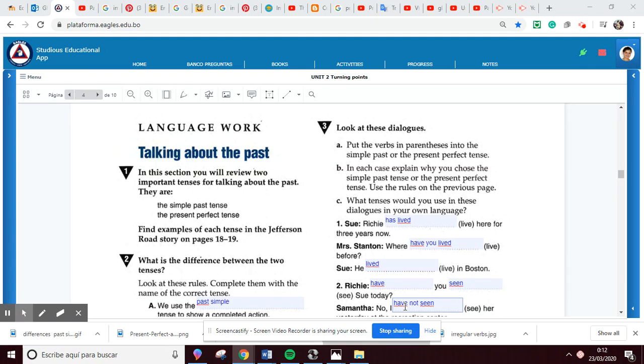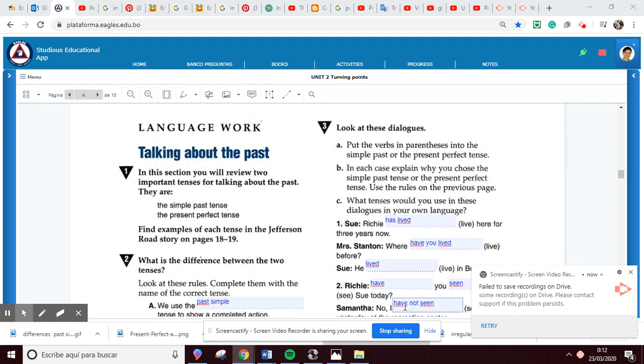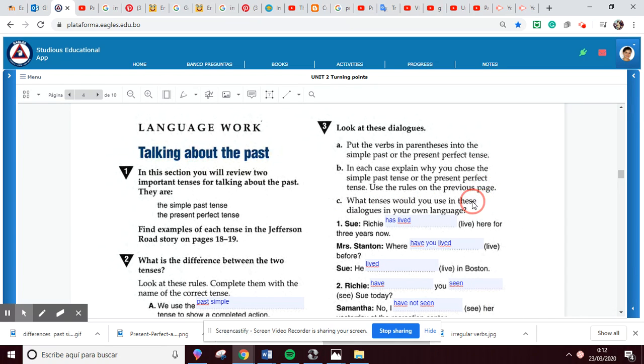So we are going to work on page 4, exercise 3. Look at these dialogues. A: Put the verbs in parentheses into the simple past or the present perfect tense. B: In each case, explain why you choose the simple past tense or the present perfect tense. Use the rules on the previous page. And C: What tenses will you use in these dialogues in your own language?